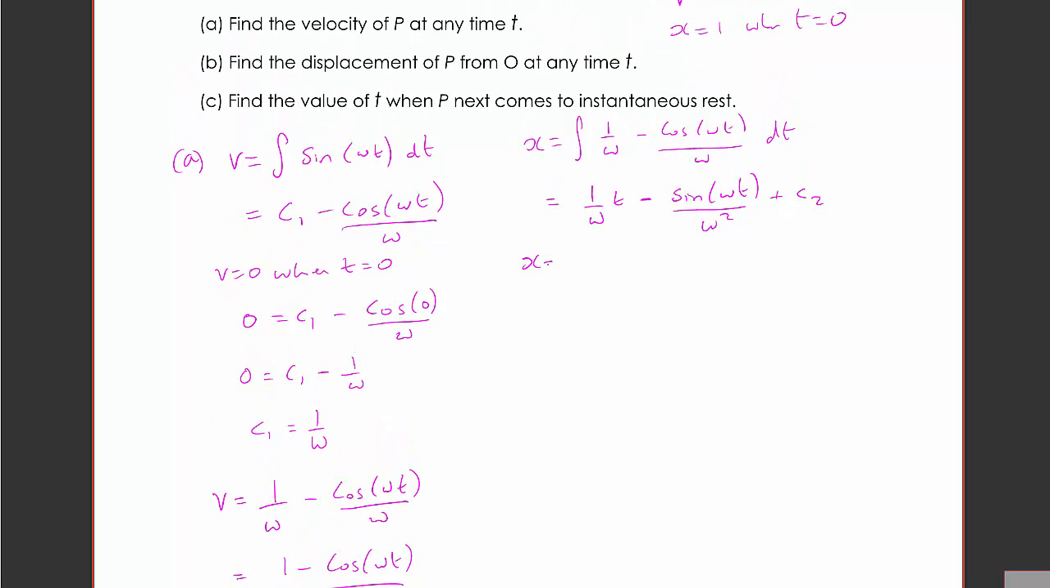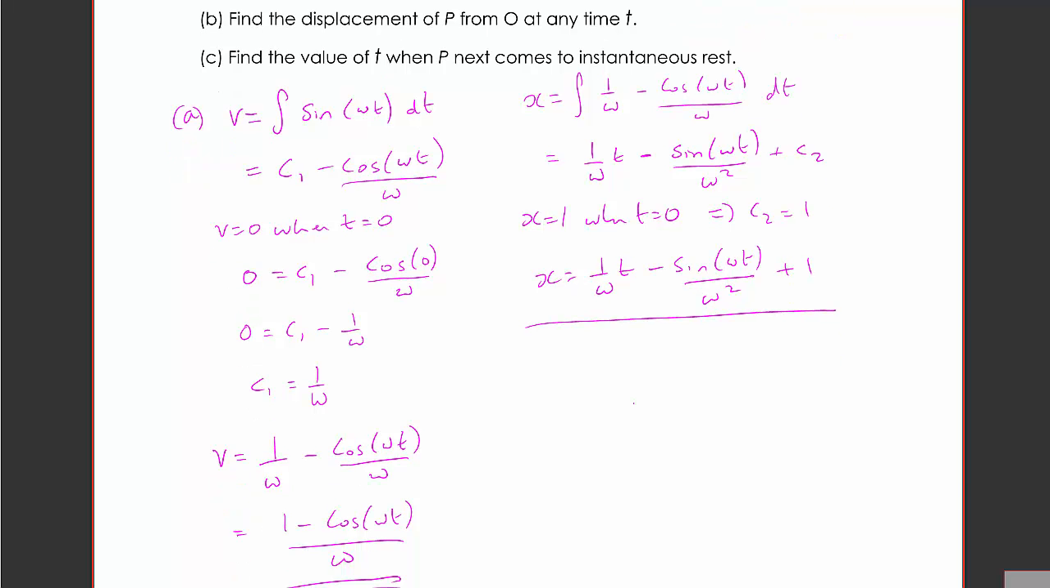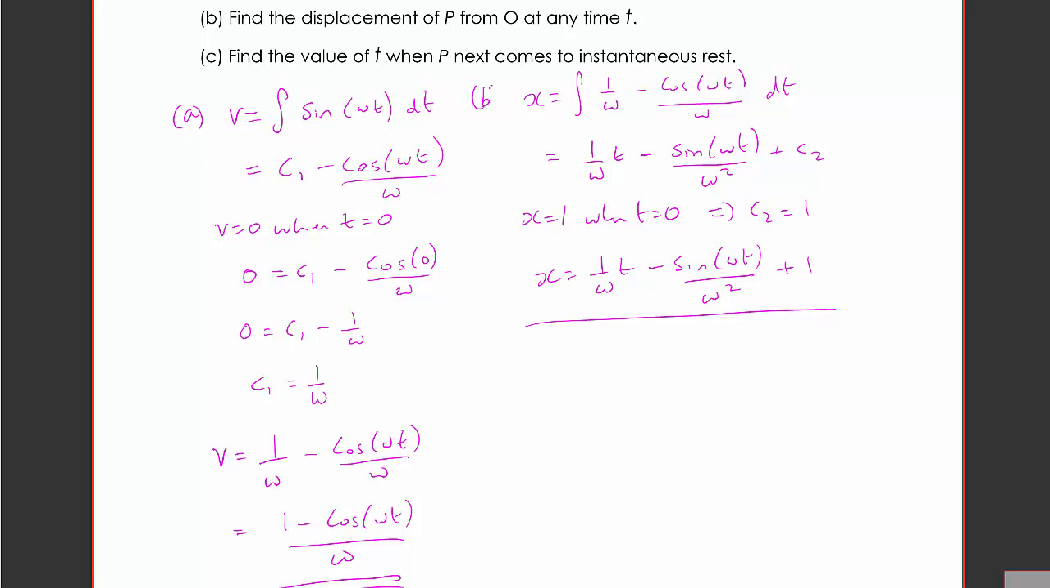And we've got x is equal to 1 when t equals 0. Well, when t equals 0, this term would be 0. Sine of 0 is 0. So that means that c2 is equal to 1. So x is going to be 1 over ω t minus sin(ωt) over ω squared, add 1. So that was part B, wasn't it?